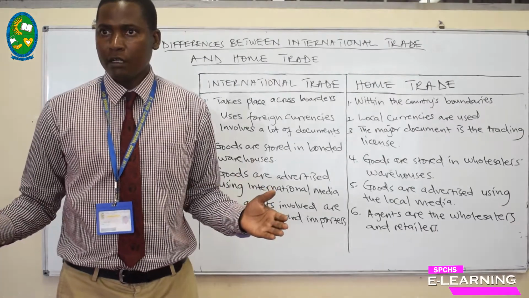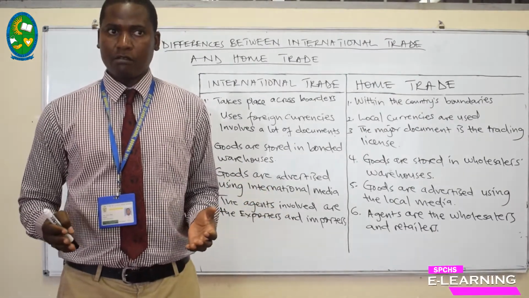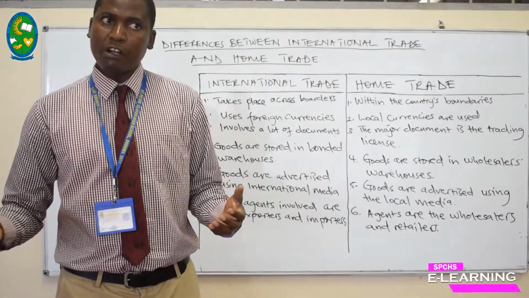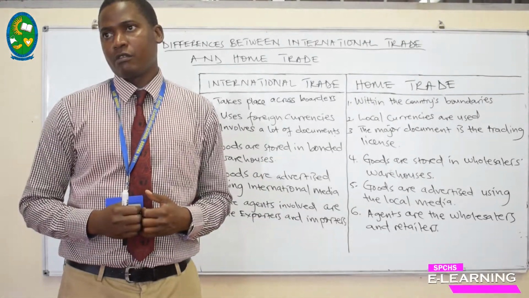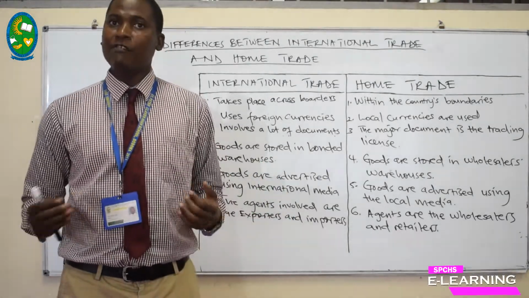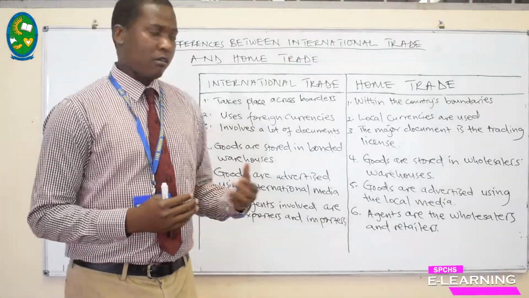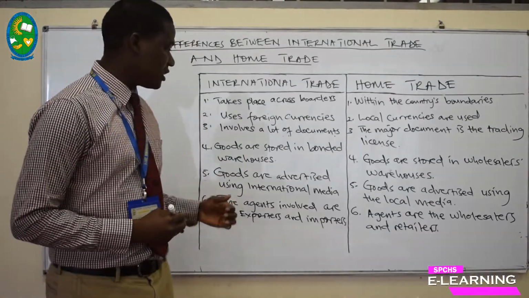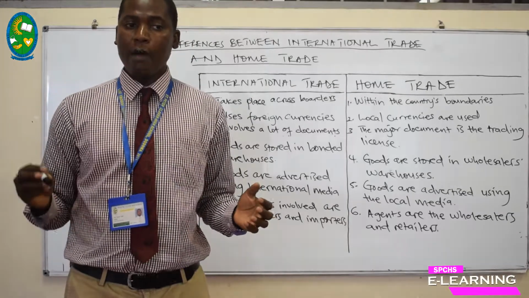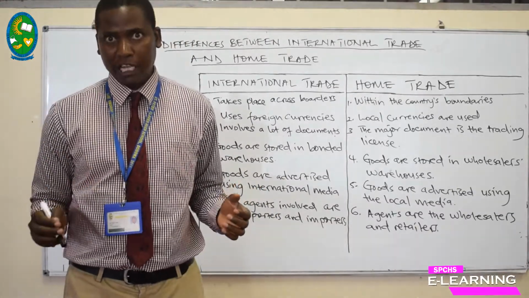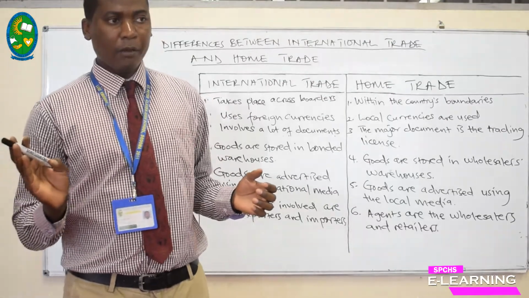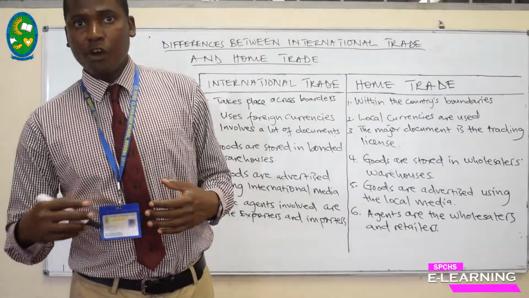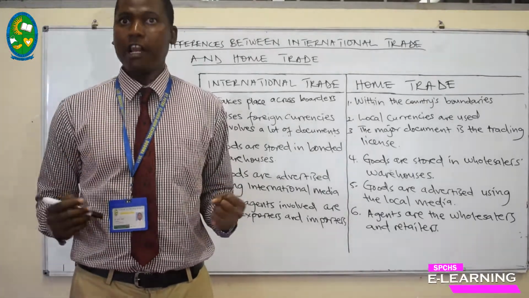For example, one may use the local newspapers, like Nipashe, the Daily News. Someone may decide to use the local TV stations, TBC, ITV, to advertise goods. Another difference between international trade and home trade is that the agents involved in international trade are mainly the importers and exporters, while the agents involved in home trade are mainly the wholesalers and the retailers.